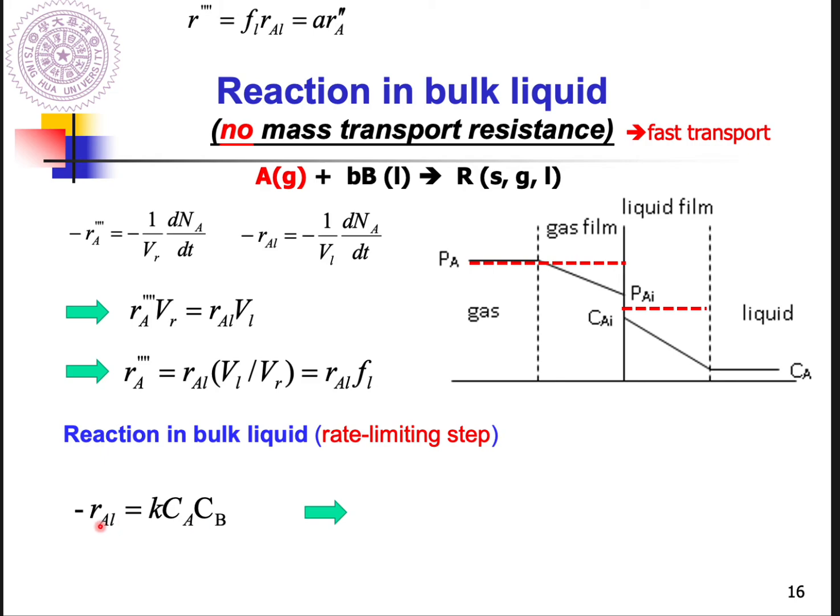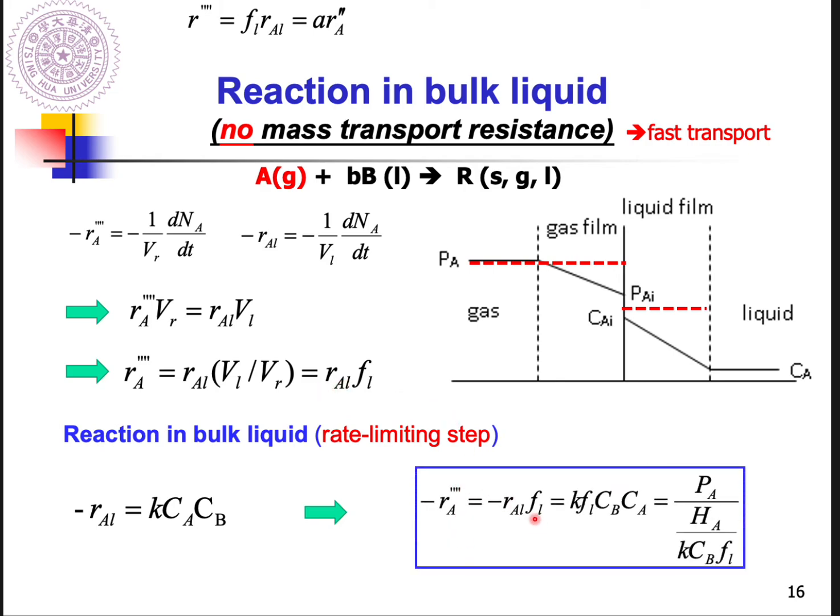For this one, actually, we assumed in the previous slide, page 14 or so, that it is a second order reaction. So you can write rAL equals k CA CB. We substitute this into here, so rA prime will be k CA CB f. Easy, right? So you just arrange it. CA becomes PA over HA, and the rest of the part you put here. So you can consider the bottom part as the reaction resistance.